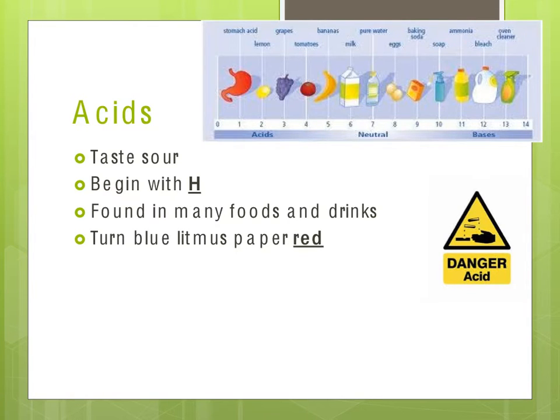Acids can be identified as things that will turn blue litmus paper red, as you saw in the little activity that we did. You take blue litmus paper, you put it in an acid, it turns red, it's nice and pretty, it's all fun, yay!